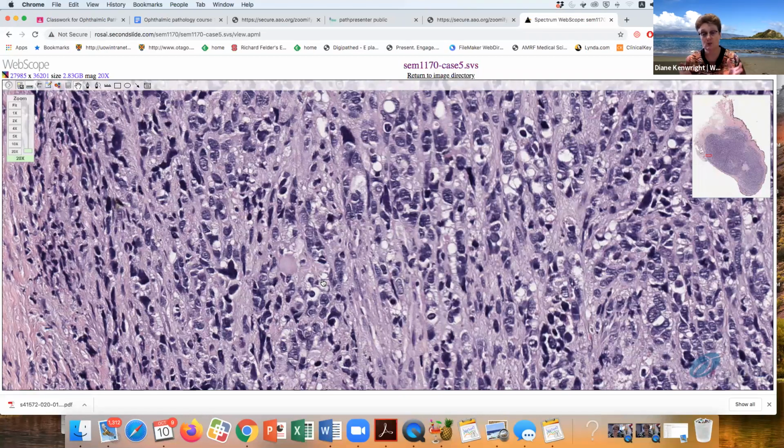So I would do a small panel to start with, looking at histogenesis with some muscle markers in, some neural markers in, some lymphoma markers in, and probably actually a cytokeratin, just in case it was something weird, even though I know it wasn't on our list.